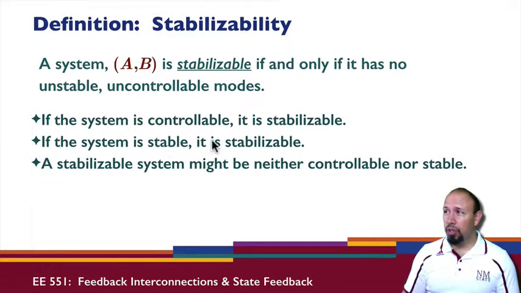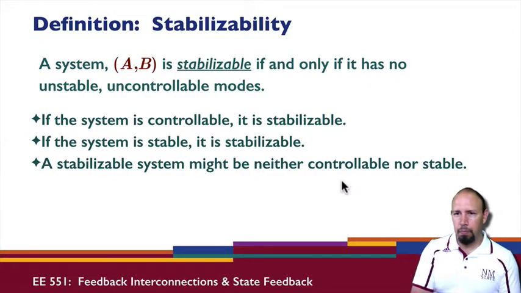So if the system is controllable, then it's automatically stabilizable because all the modes are controllable, stable and unstable. If the system is stable, then the system is stabilizable because there are no unstable modes, so there can't be unstable, uncontrollable modes. And finally, a stabilizable system might be neither controllable nor stable. So we can have that situation.